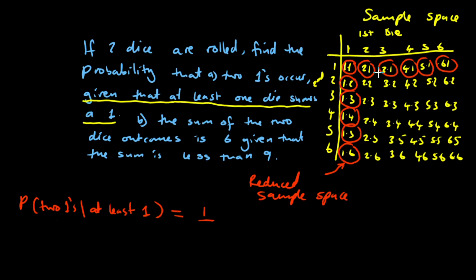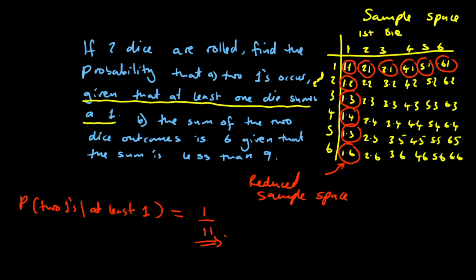1, 2, 3, 4, 5, 6, 7, 8, 9, 10, 11. We have a new total outcome of 11. So this is our answer. Whether you're going to write it as a percentage or what, but this is what we do. Then lastly, the sum of 2 dice outcome is 6, given that the sum is less than 9.